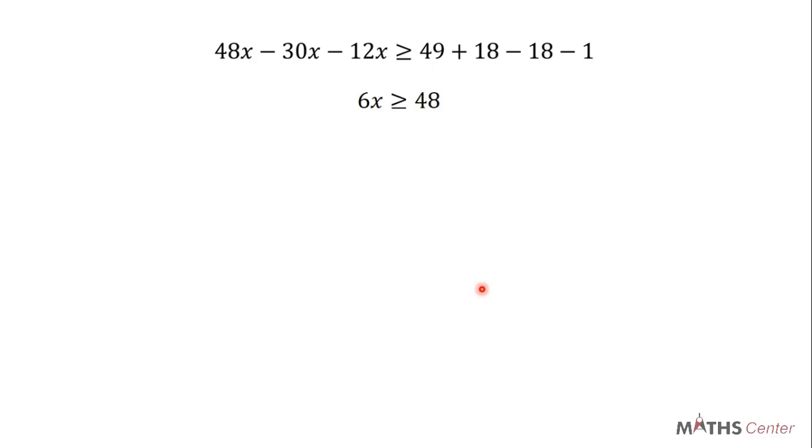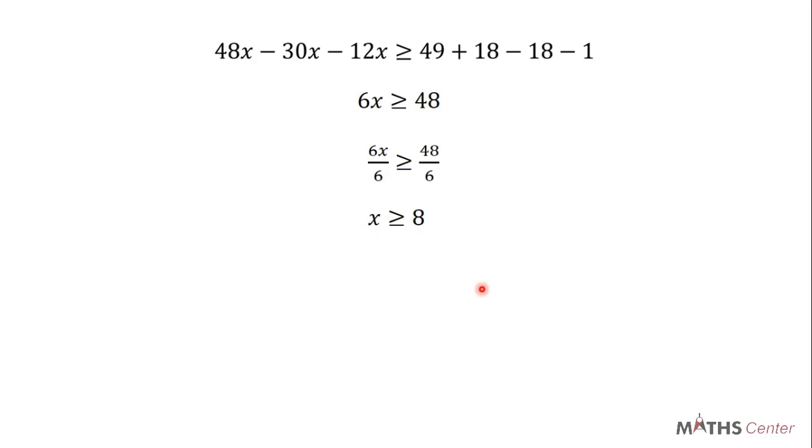When you get here, what do you do? You divide through by the number attached to the variable. The number attached to the variable is 6. So you divide through by 6. So 6 will cancel 6 to give us x. 48 divided by 6 will give us 8. So the answer to our question is x is greater than or equal to 8.